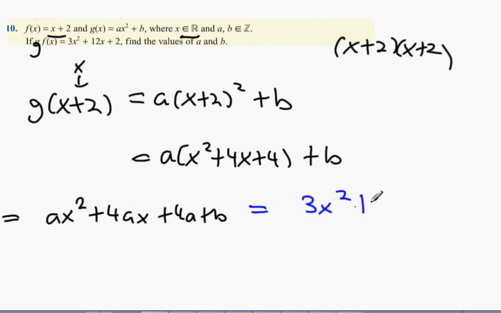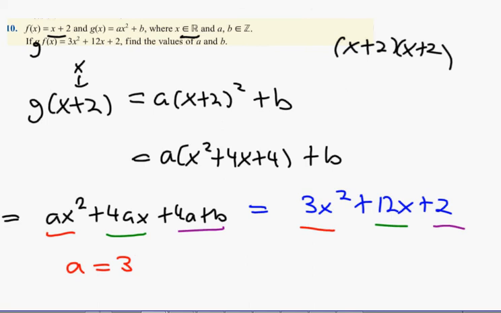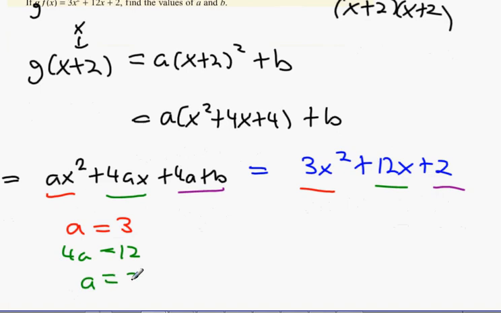Now, I have 3 different types of equation going on here. Red equals red, green equals green, and finally purple equals purple. Now, red equals red will tell me what? A equals 3. Green equals green will also tell me 4a equals 12, and it will just tell me a equals 3. Finally, purple equals purple will give me 4a plus b equals 2.